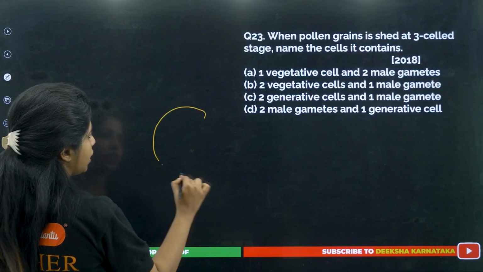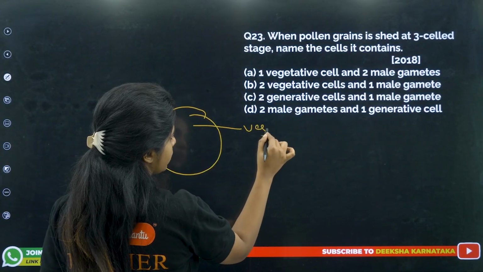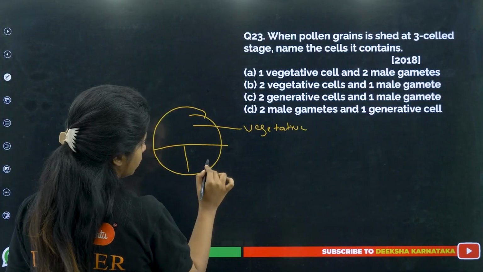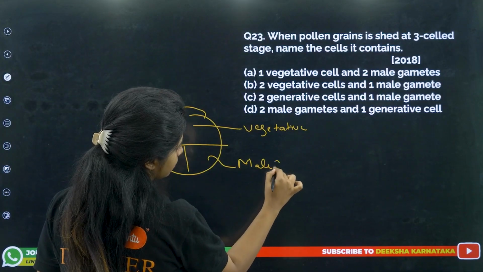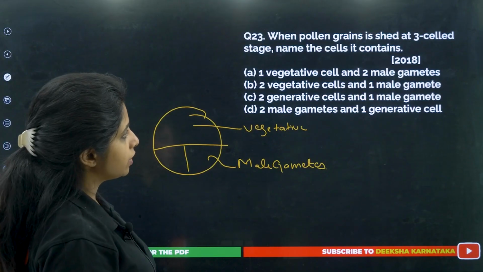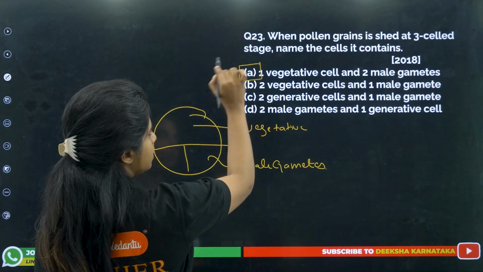Next, when pollen grain is shed at 3-cell stage, name the cells it contains. One among them will be vegetative, and the 2 cells which are formed over here are the male gametes. So 1 vegetative cell and 2 male gametes becomes the answer.